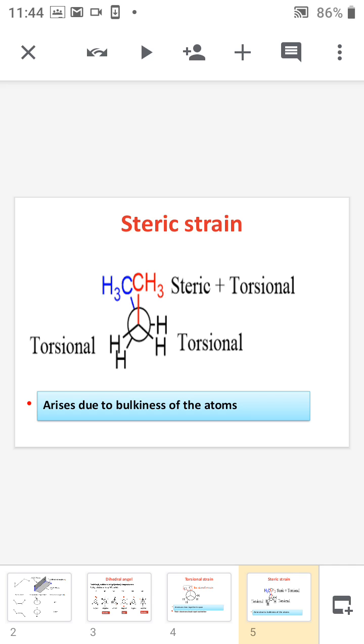But in the case of methane, one more strain exists, that is the steric strain, which arises due to the bulkiness of the methyl group. If two bulky groups come close to each other, naturally there is little space for occupying that molecule. So the strain which arises due to the bulkiness of the group is known as the steric strain.